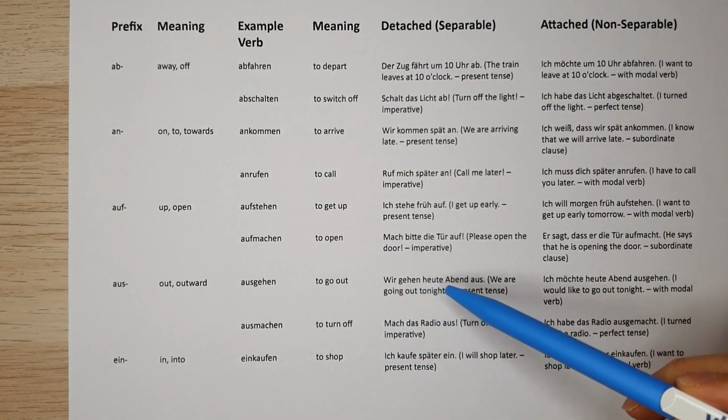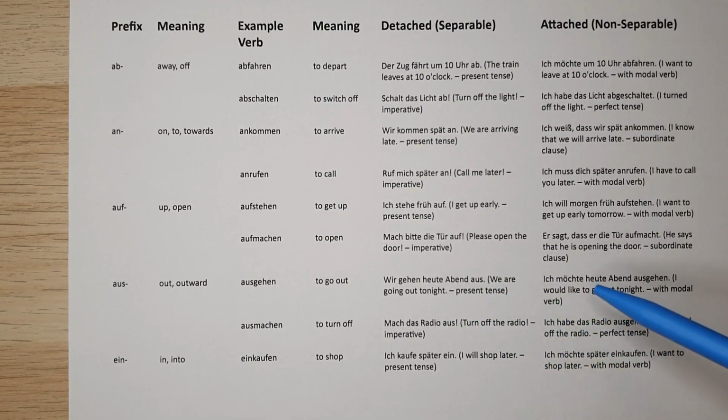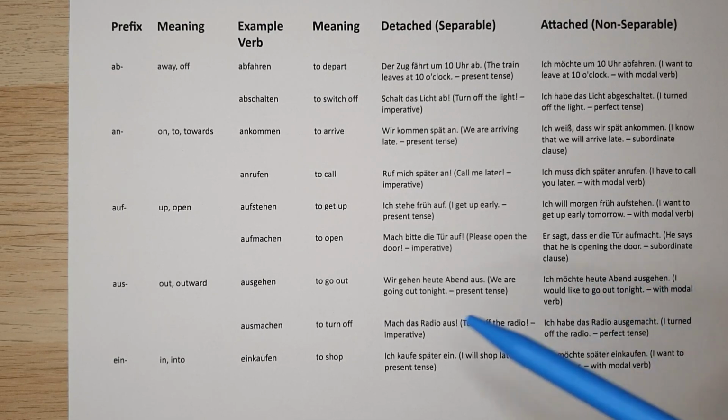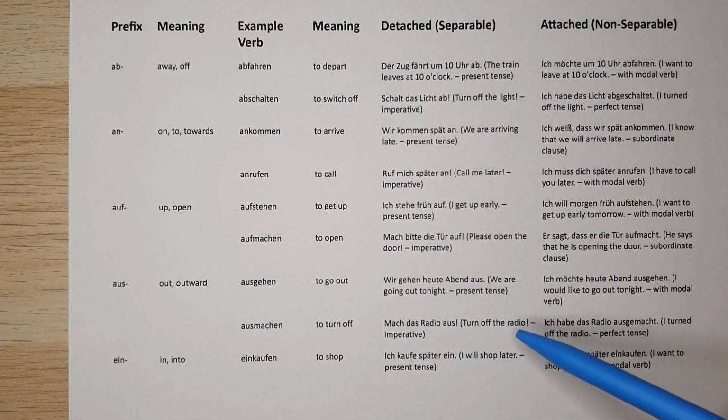Ausgehen. Wir gehen heute Abend aus. We are going out tonight. This is a present tense sentence. And with modal verb, as we talked about, the trennbare verb will go to the end of the sentence and möchte will come before. Ich möchte heute Abend ausgehen. Ausmachen, macht das Radio aus. Turn off the radio.